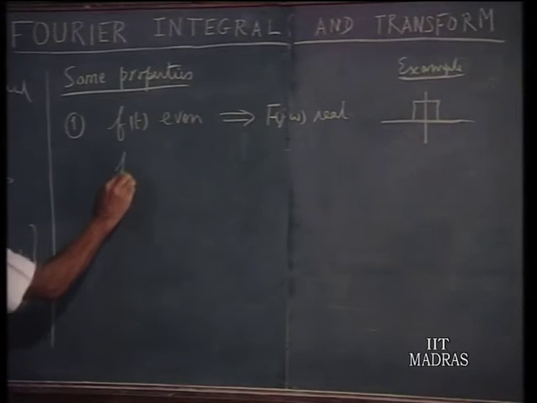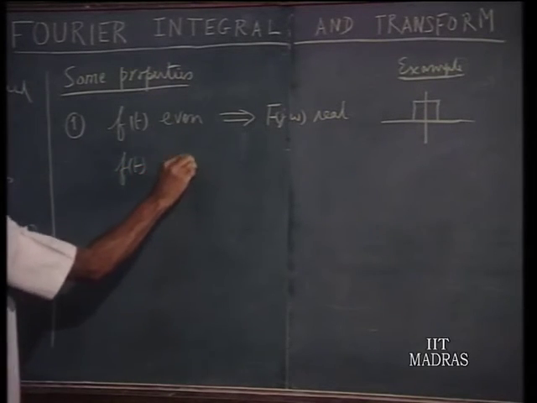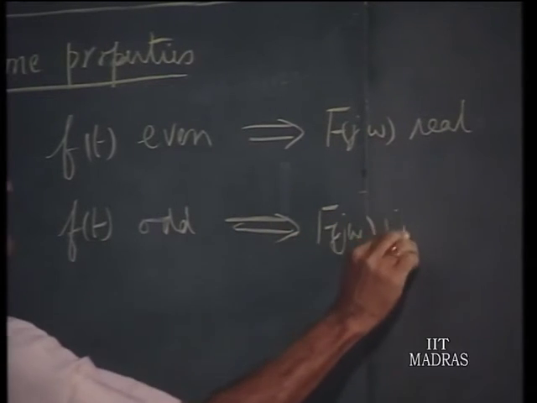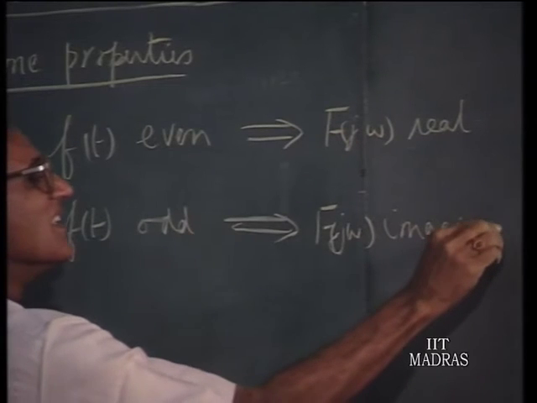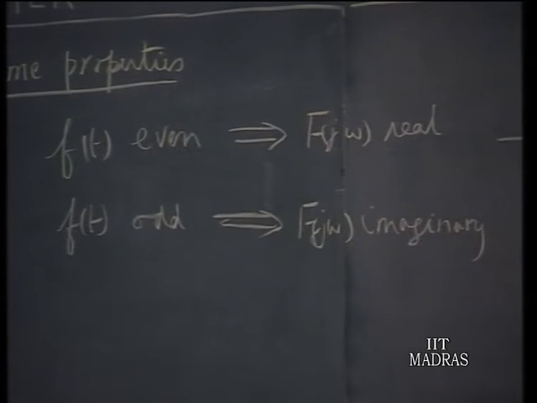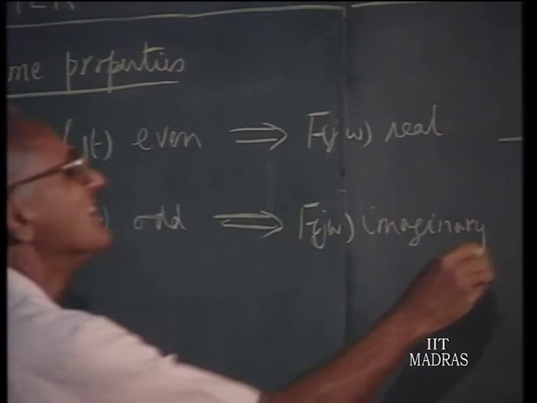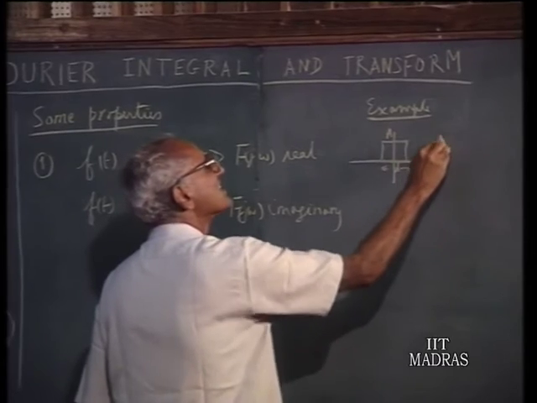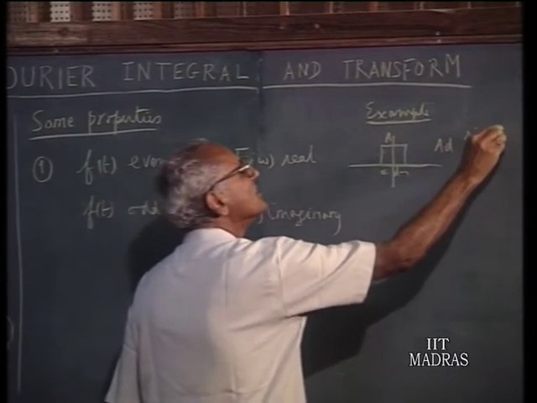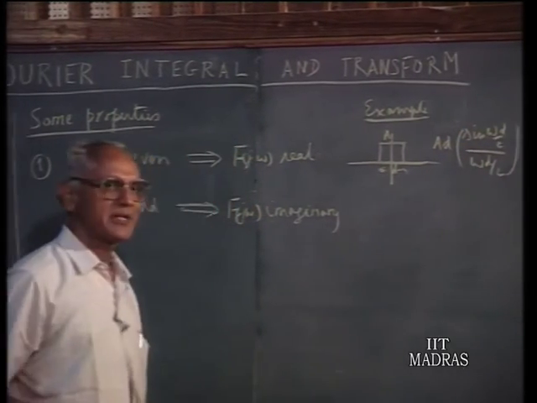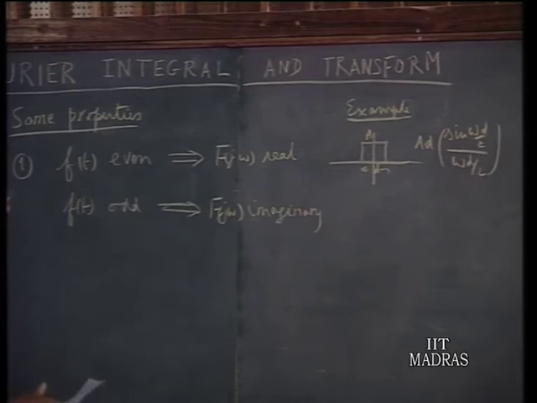If f of t is odd, then it turns out that F of j omega will be imaginary. There is a j term sitting outside. We will just give an example, which I will not, however, derive. Let me write this. This is a, this is d. We know this is a d sine omega d upon 2 divided by omega d upon 2, because I am repeating this again and again because this comes so frequently that it is better to remember that.